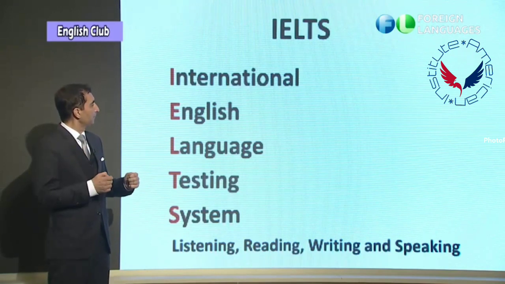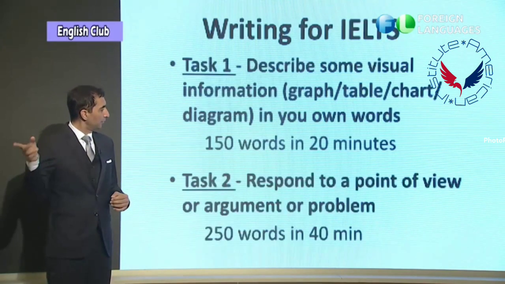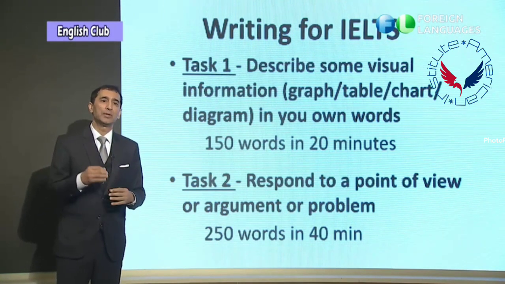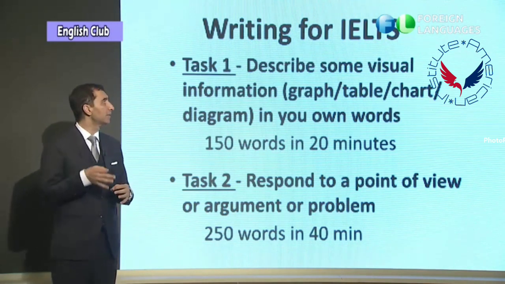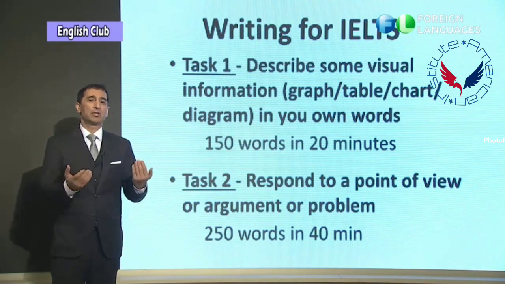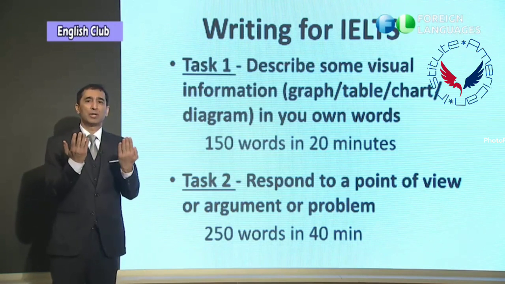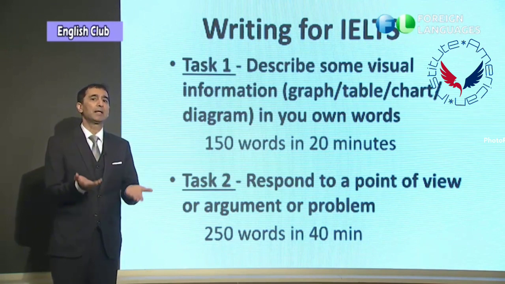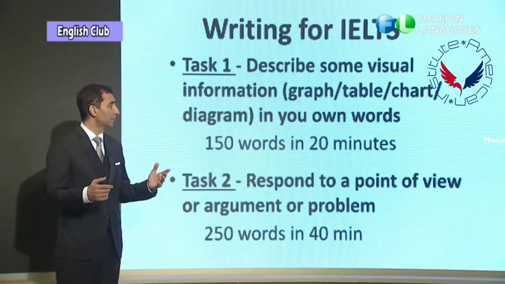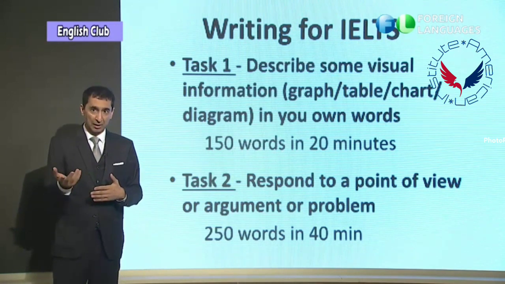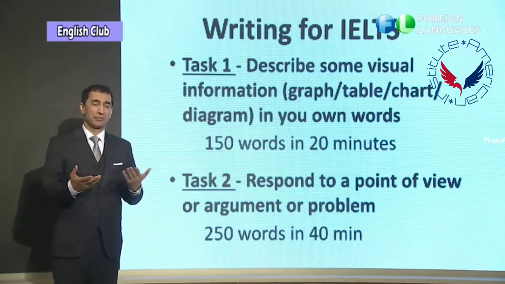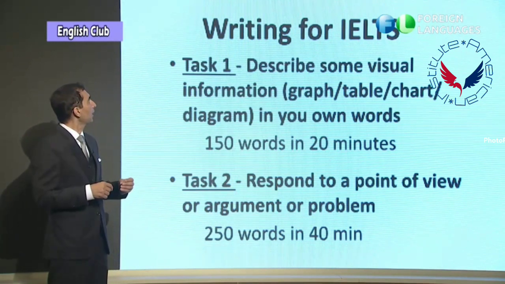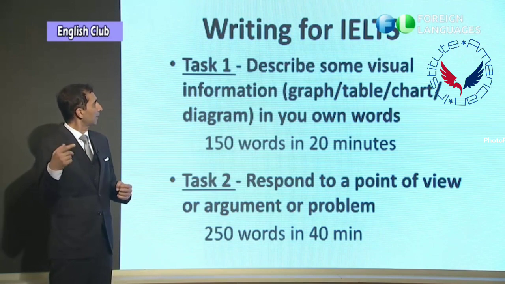Next slide would be writing for IELTS. There are 2 different tasks that you have to do when writing for IELTS. Number 1, task 1 is describe some visual information. They give you some charts or any visual stimuli so that you could look at it and then make comparison. The second part of it is responding to the point of view, so that you compare 2 different things and tell them your point of view. Let's go to the next one, please. The next slide, please.